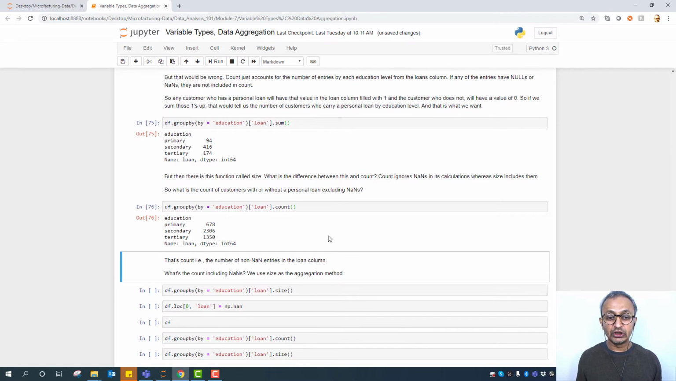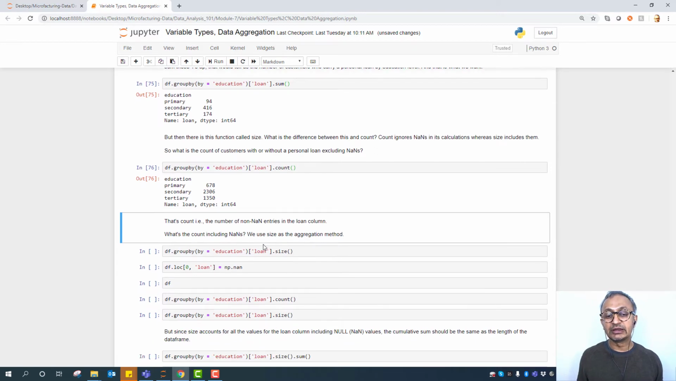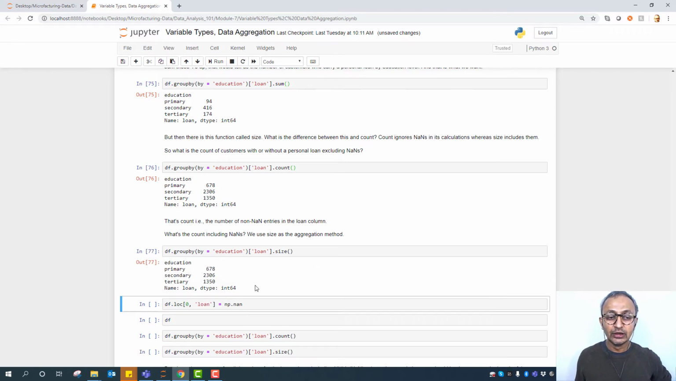That's what you would do, with or without. So basically you're counting just the total number of customers. But if you wanted to get the total number of customers, even though some customers had no value in that column, you would want to use size. So that's the difference between size and count. In this case, they happen to be the same, because there are no null values.